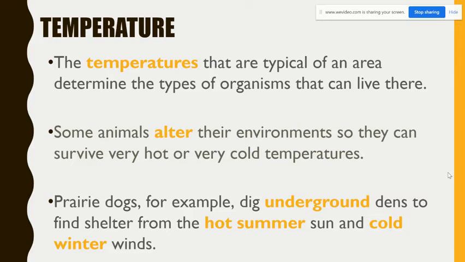So there are some animals, though, that alter their environments so that they can survive very hot or very cold temperatures, or they have special adaptations to help them live and function in their environment. So prairie dogs dig underground and make tunnels and burrows to live in. That also provides shelter from the hot summer because the ground is cooler and they can just hang out there. And it also helps them in the cold winter as well, because the temperature underground is more regulated instead of being on the surface.